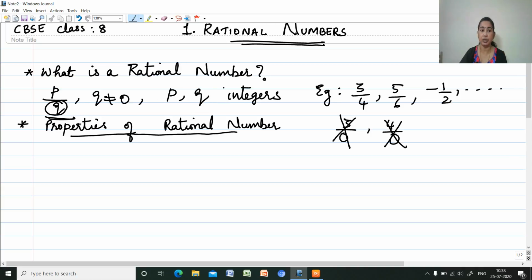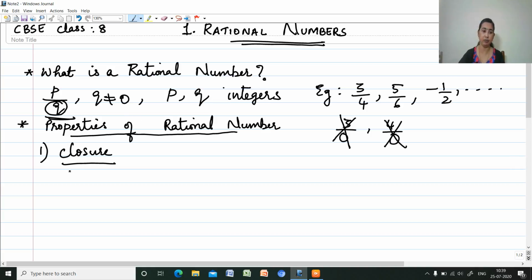Now we'll move on to what are the properties of rational numbers. First we are going to deal with the closure property. Have you heard about closure property? What is the meaning of closure property? If any operation is done with the same set of whole numbers or set of integers, we should get again the integer set or whole number set. So that's called closure. That is, if I'm adding two whole numbers, I should get a whole number itself. If I'm adding two integers, I should get an integer. So that is called the closure property.